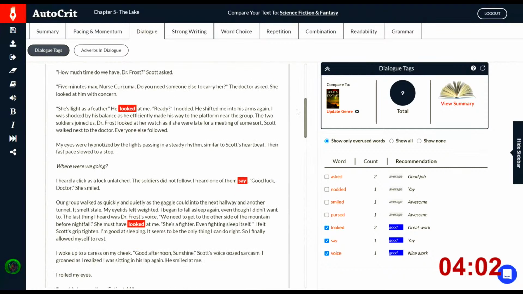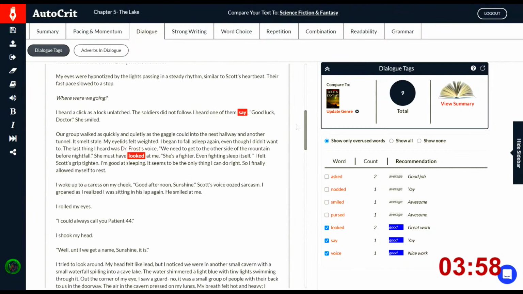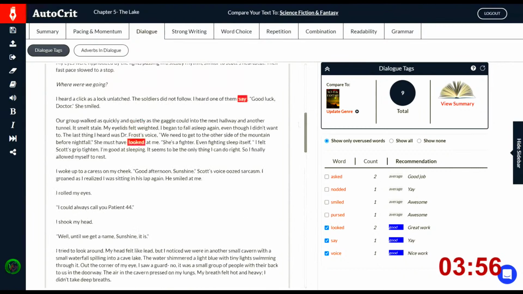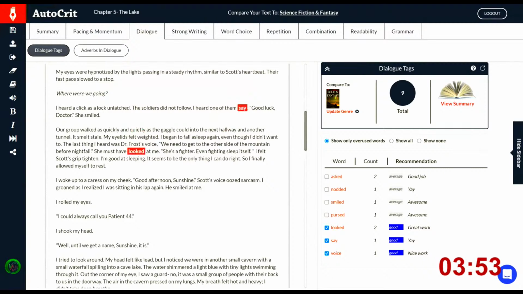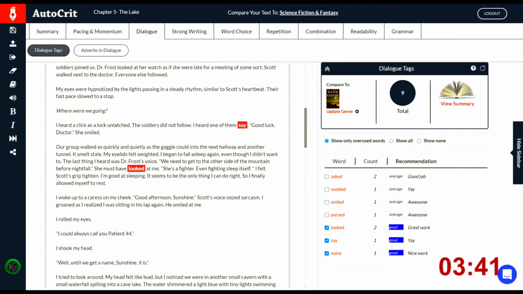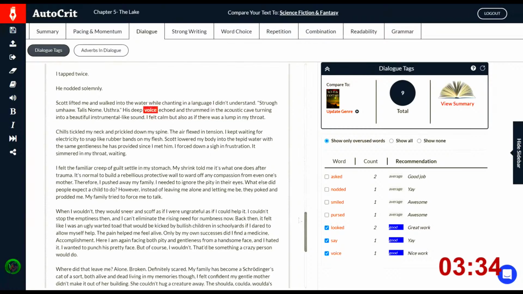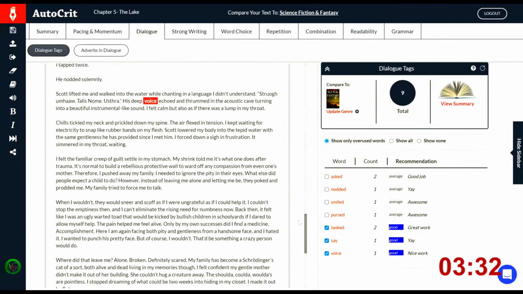All right, he looked at me. Ready. Let's see. She must have looked at me. So this is definitely going to be something we're going to attack with our word choices because both of these are not really dialogue tags. I heard one of them say, "Good luck, doctor." All right, what else do we have? His deep voice echoed and thrummed in the acoustic cave, turning. All right.